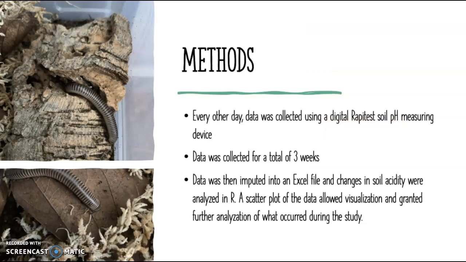Every other day, data was collected using a digital rapid test soil pH measuring device. Data was collected for a total of 3 weeks. Data was then inputted into an Excel file, and changes in soil acidity were analyzed in R. A scatter plot of the data allowed further visualization and granted further analyzation of what occurred during this study.